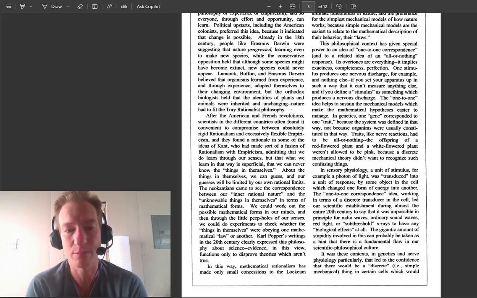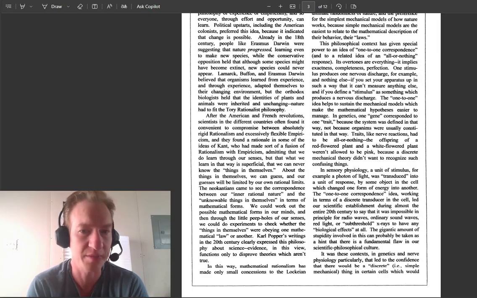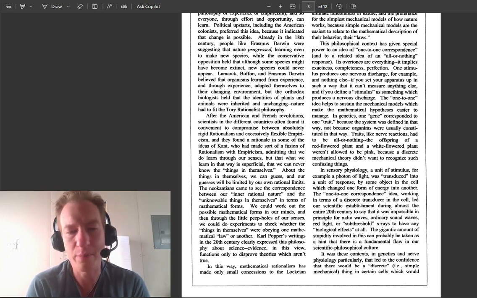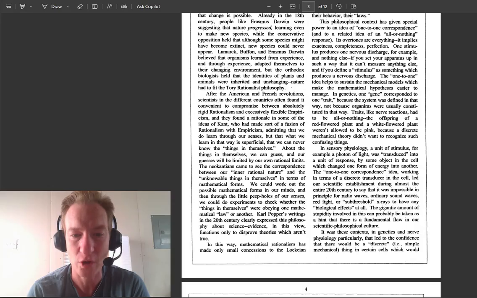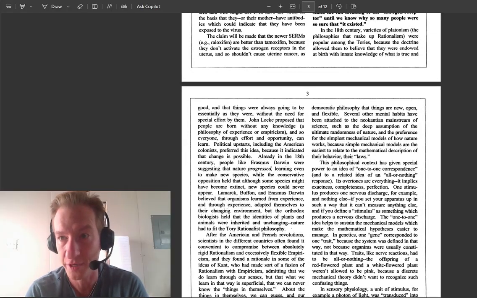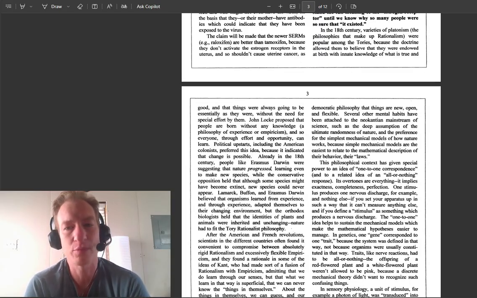We could work out the possible mathematical forms in our minds, and then, through the little peepholes of our senses, we could do experiments to check whether the things in themselves were obeying one mathematical law or another. Karl Popper's writings in the 20th century clearly expressed this philosophy about science. Evidence in this view functions only to disprove theories which aren't true. In this way, mathematical rationalism has made only small concessions to the Lockean, referring to John Locke, democratic philosophy that things are new, open, and flexible.